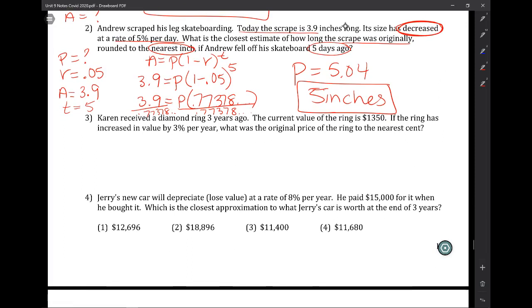All right, Karen received a diamond ring 3 years ago. Oh, this is another one where we solve for its initial value. Karen received a diamond ring 3 years ago. So that sounds like time to me.